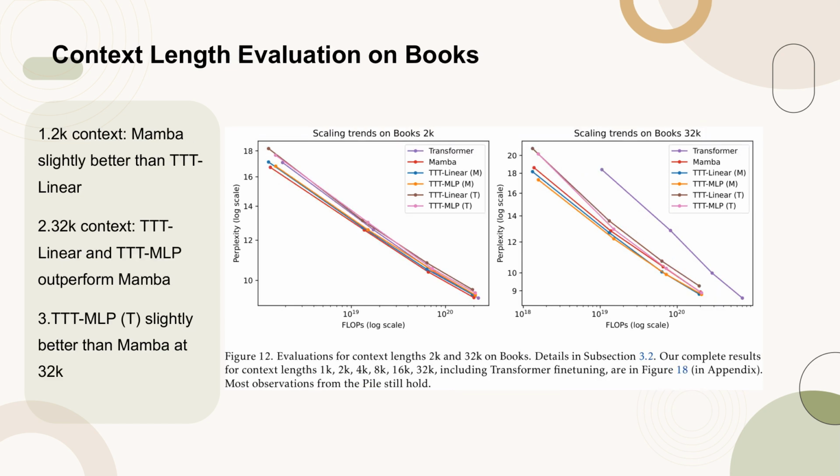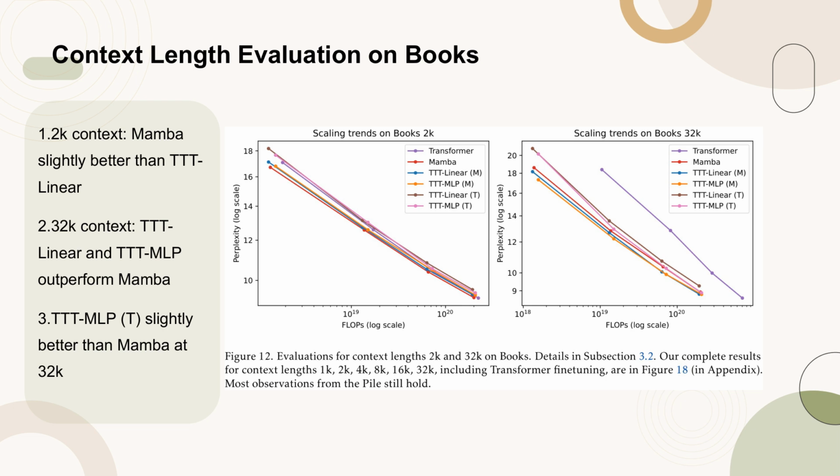Figure 12 presents evaluations for context lengths of 2K and 32K on the Books dataset. At 2K context, Mamba performs slightly better than TTT linear, which is a change from the observations made on the PILE at 2K context. However, at 32K context, both TTT linear and TTT MLP demonstrate superior performance compared to Mamba, a trend consistent with the findings from the PILE at 8K context.